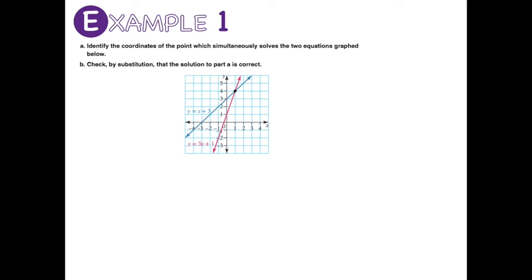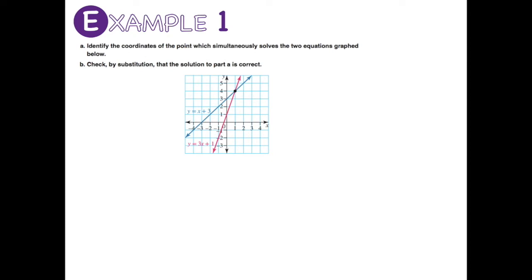In the first example, we want to identify the coordinates at the point which simultaneously solves the two equations in the graph below. In the graph, we've got a line that is y equals x plus 3 and a line that is y equals 3x plus 1. And we want to calculate what is the x and y value that those two equations equal the same. And then after we've identified that, we want to check using substitution that the solution is correct.